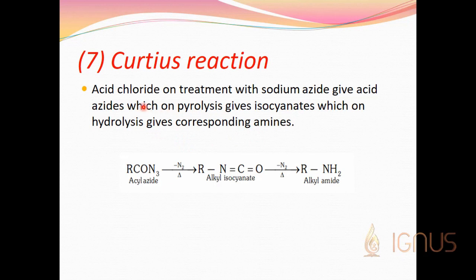First, you have to take RCOCl, that means acid chloride. You have to treat acid chloride with sodium azide, that means NaN3, where Cl will be replaced with the N3. You will be getting acid azides like this, acyl azide. When we heat this acyl azide, it will give out nitrogen gas and you will be getting alkyl isocyanate. When we hydrolyze this alkyl isocyanate, you will be getting RNH2. That's a primary amine as the product. Just note down the reaction.